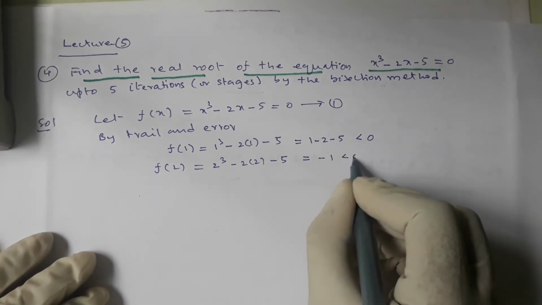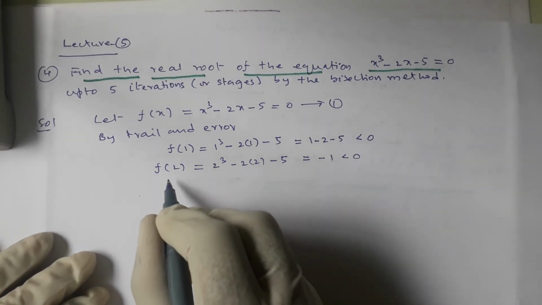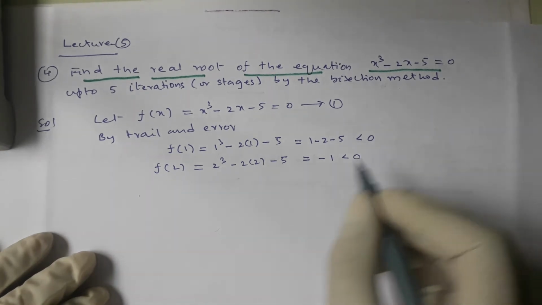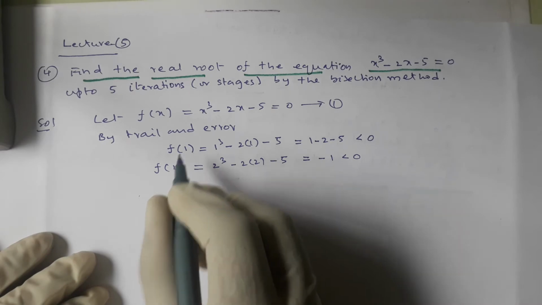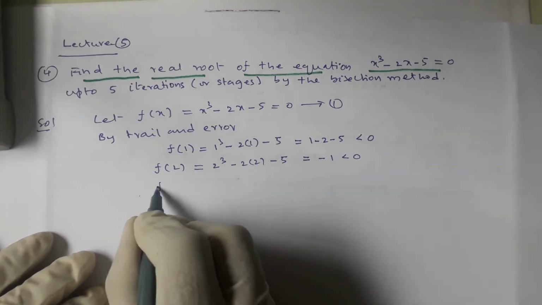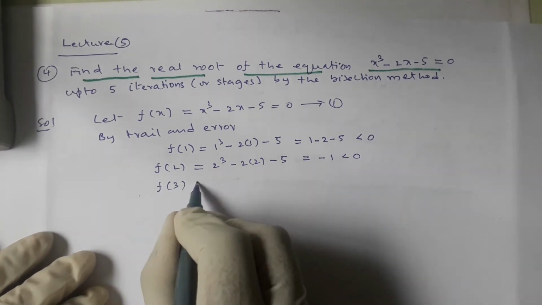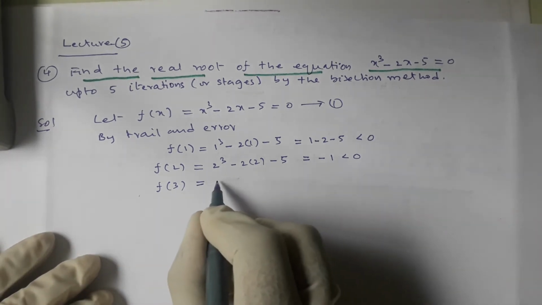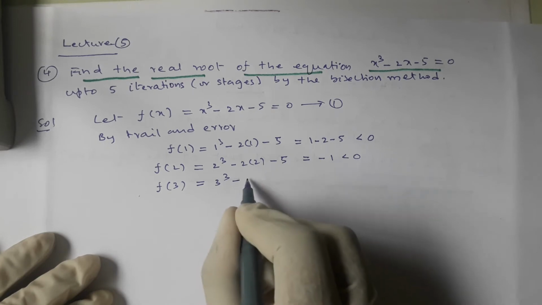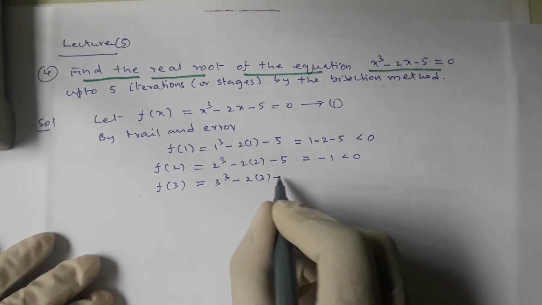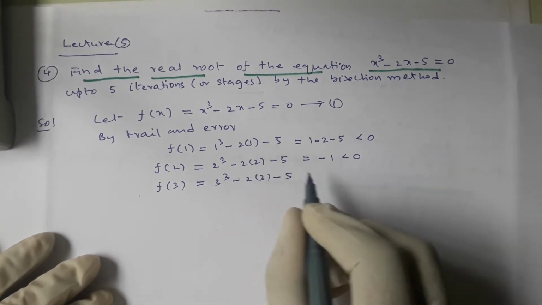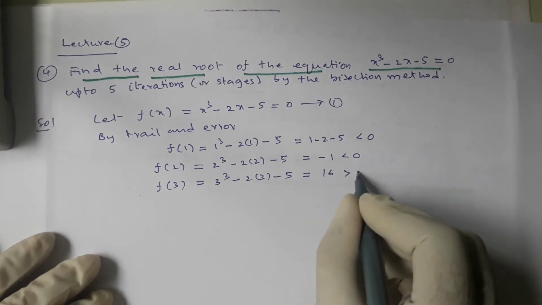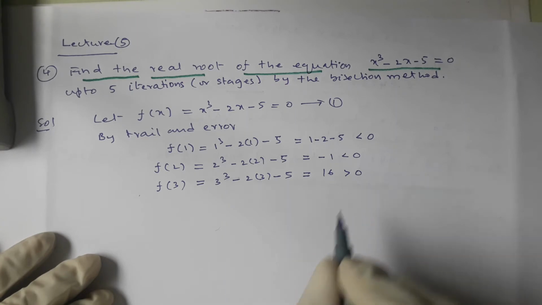is less than 0. So f of 1 is less than 0, f of 2 is less than 0. Both are less than 0, or both may be positive, so the required root does not lie between 1 and 2. So go to the next positive integral or maybe negative integral accordingly. So 3 cube minus 2 into 3 minus 5 is equal to 16. It is greater than 0. So one is negative, the other one is positive.